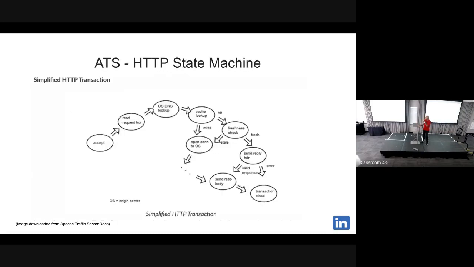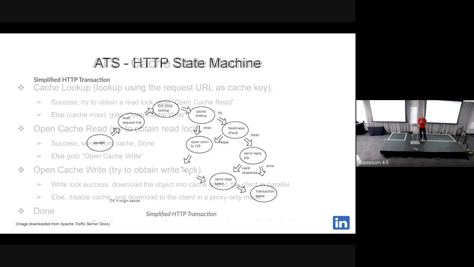So this is the basic ATS state machine. I just copied it from the doc site. Maybe it's not entirely latest, but it gives a general idea. Just the request states, how we jump from each state through the cache states, and then finally the response. This is assuming cacheable content.